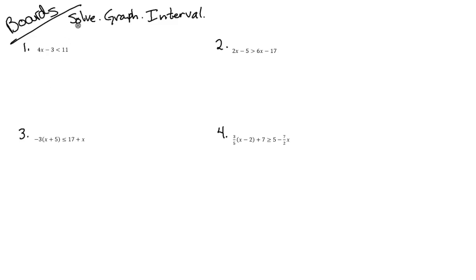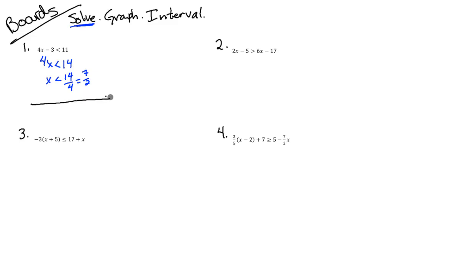So let's do it. Solve this. We're going to solve it exactly like what happened with equations. So 4x minus 3 is less than 11. Add 3 to both sides. We get 4x less than 14. Divide both sides by 4 and we get x is less than 14 fourths. And 14 fourths reduces down to 7 halves. So x is smaller than 7 halves. So the graph would look like this.